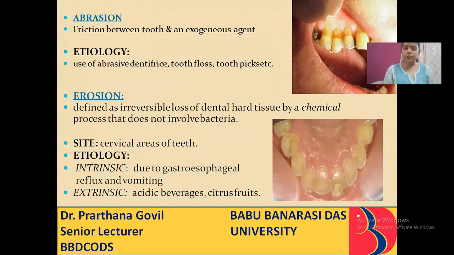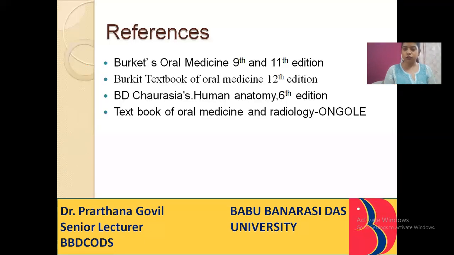Another wasting disease is erosion, defined as irreversible loss of dental hard tissue by a chemical process that does not involve bacteria, generally present in cervical areas of the teeth. Etiology can be intrinsic or extrinsic. Intrinsic can be gastroesophageal reflux and vomiting, and extrinsic can be acidic beverages and citrus fruits.